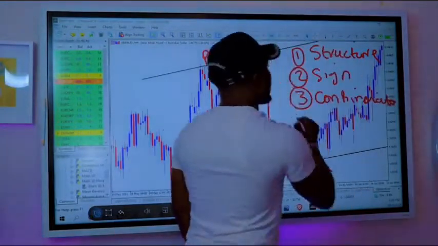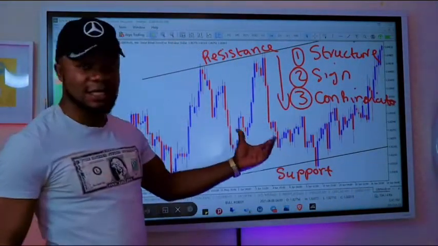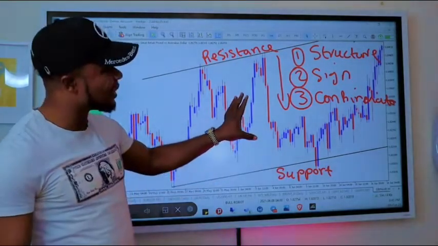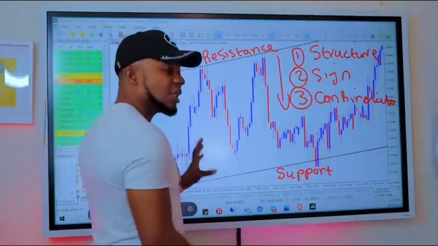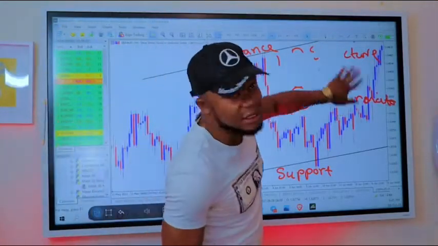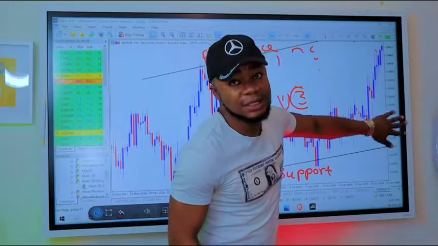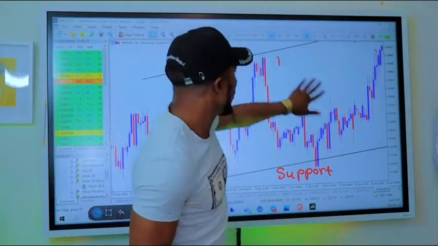All right. So this is the system to come up with any signal. I want us to be able to use the same system to deduce a signal from this chart. So since you've already known that, let's use the same system now to come up with a signal. All right. Good. Our structure.